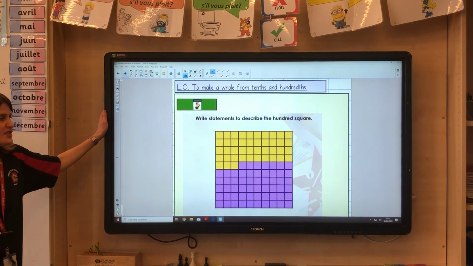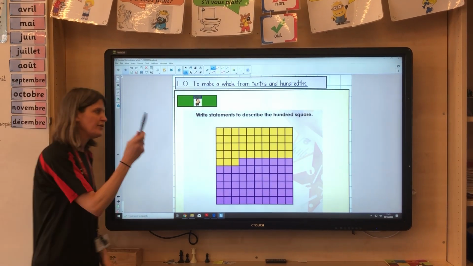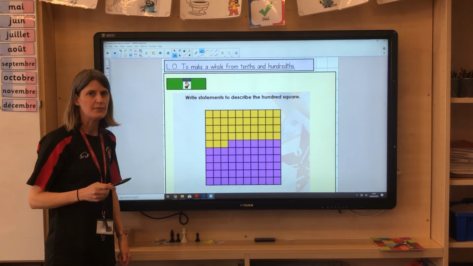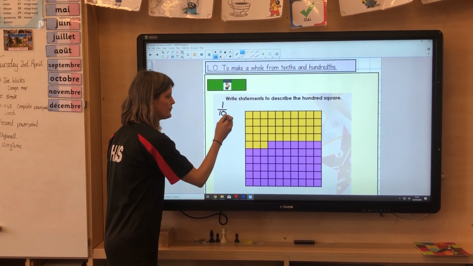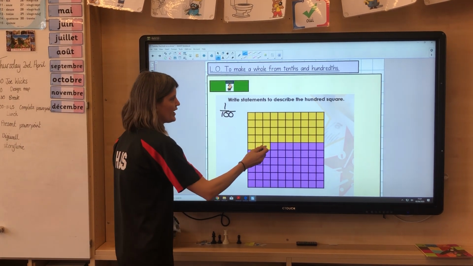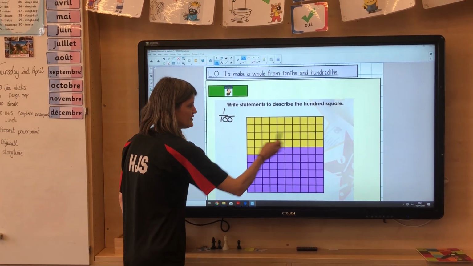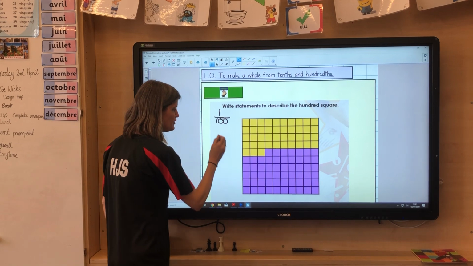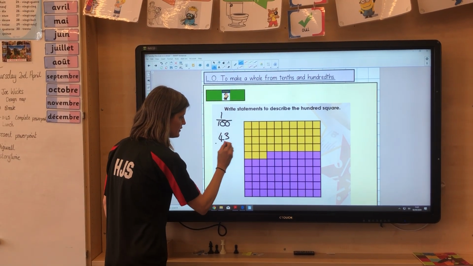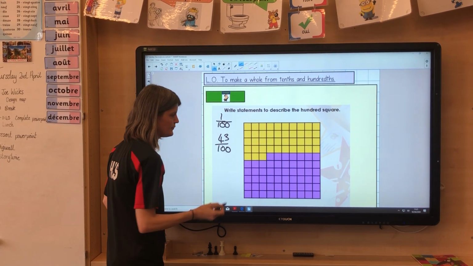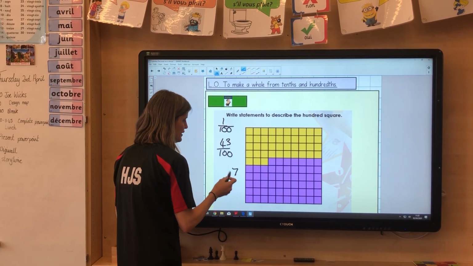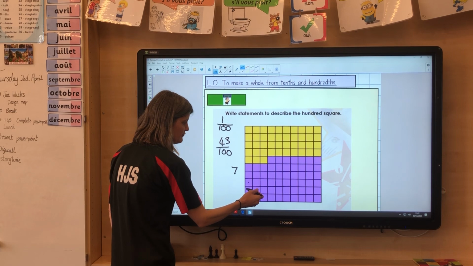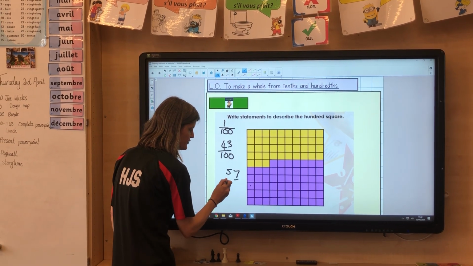Write statements to describe the 100 square. First of all, what's the value of 1 square? Each square is worth 1/100th. So if I have a look, I've got 10, 20, 30, 40, 43 hundredths in yellow, which means I must have 7 and 10, 20, 30, 40, 50, 57 hundredths here.